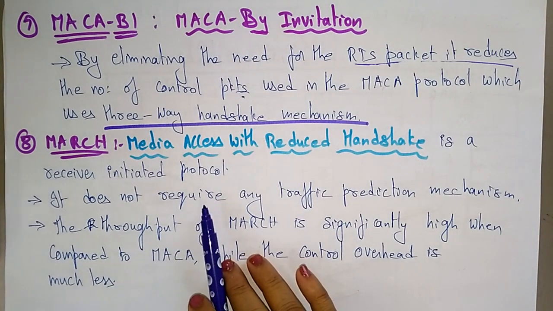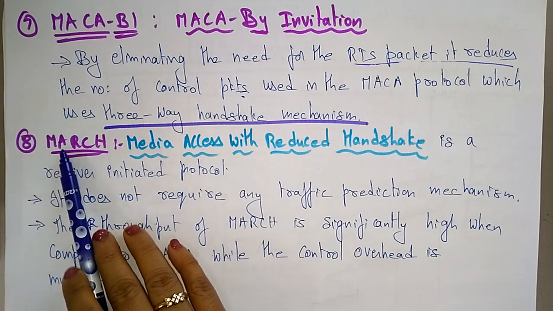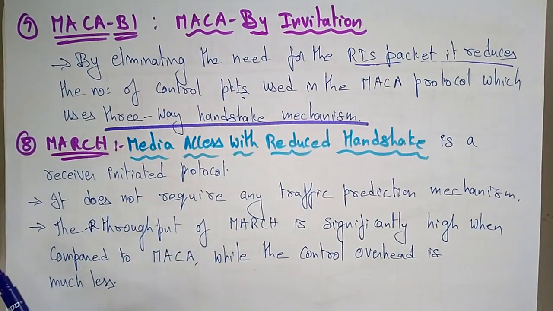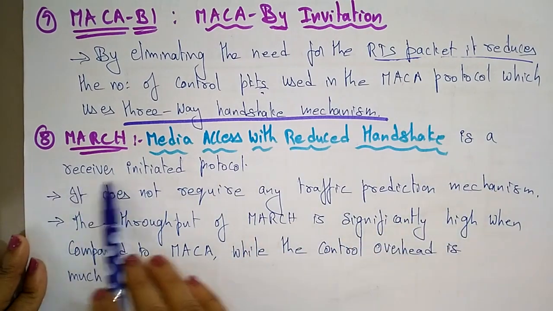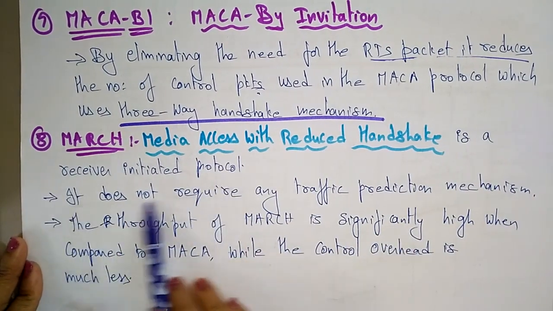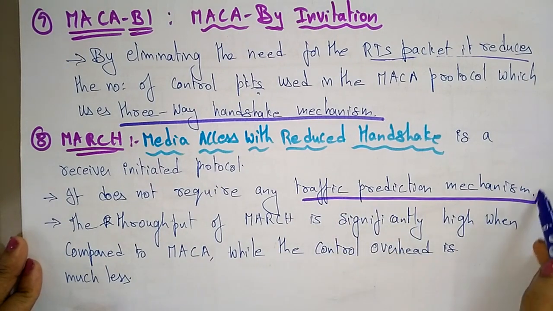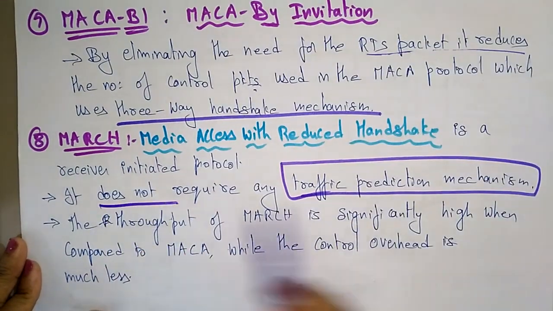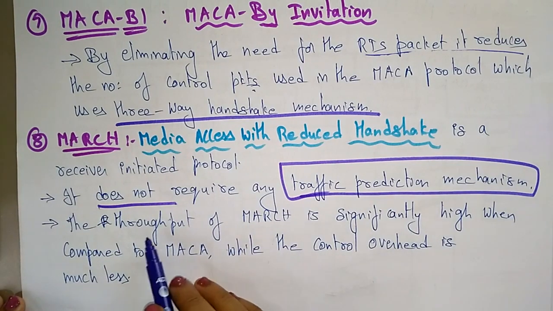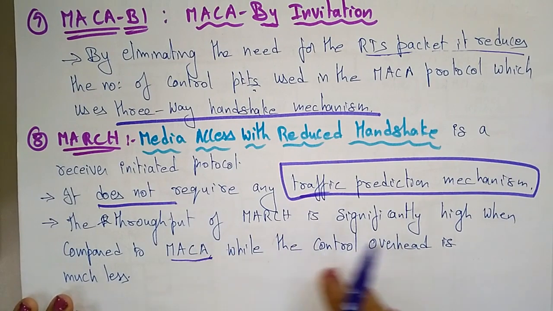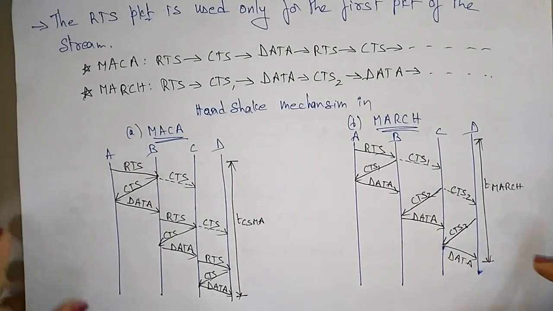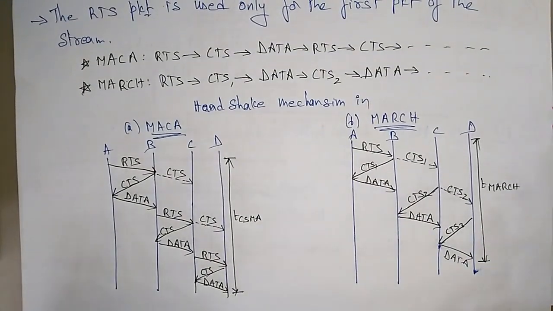The next one is MARCH, medium access with reduced handshaking. Let's see what this protocol is. Medium access with reduced handshake is a receiver initiated protocol. It does not require any traffic prediction mechanism. The throughput of MARCH is significantly high when compared to MACA, while the control overhead is much less. Let's see an example of how the MARCH operation works.